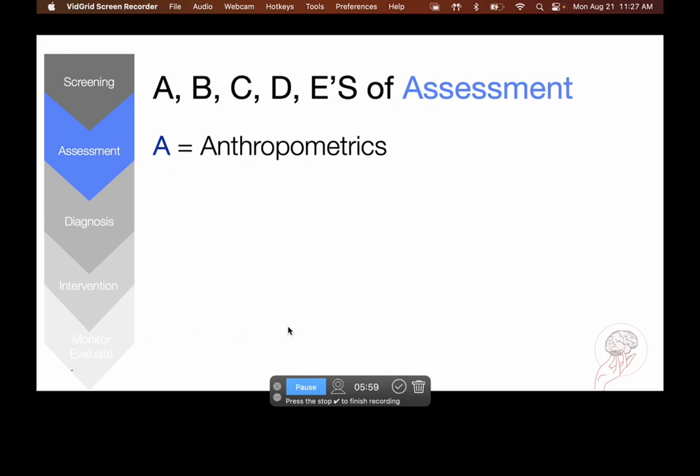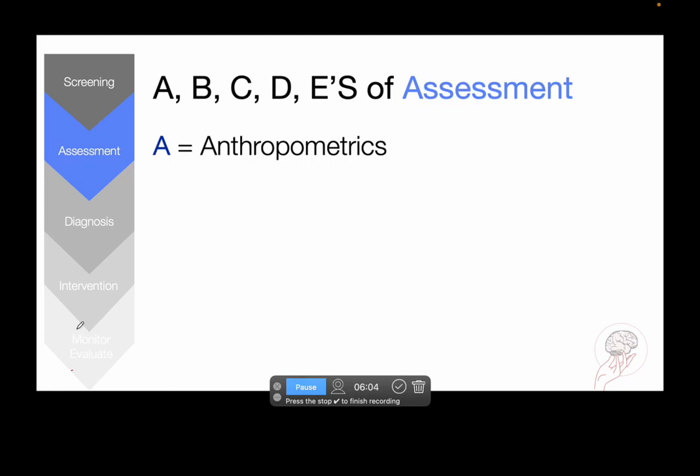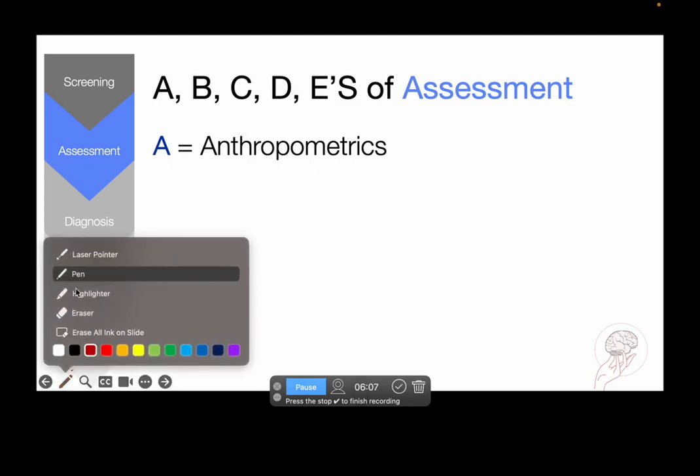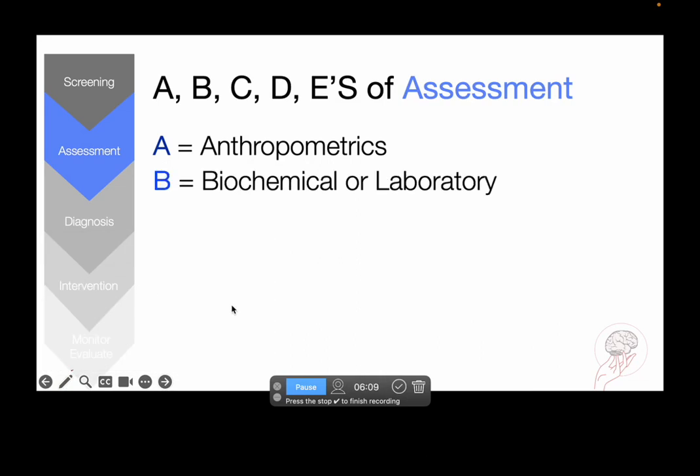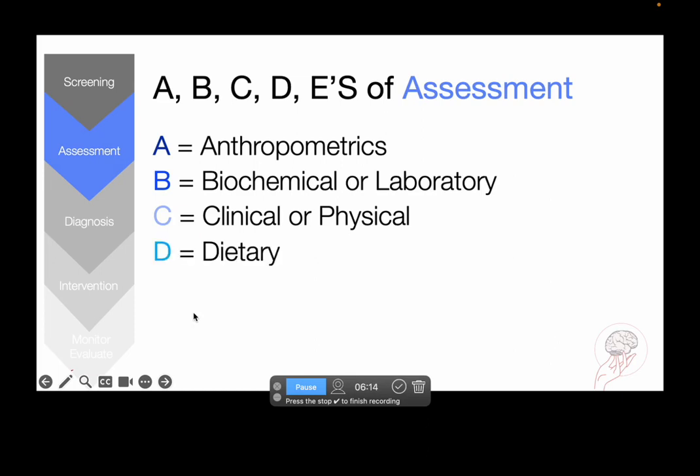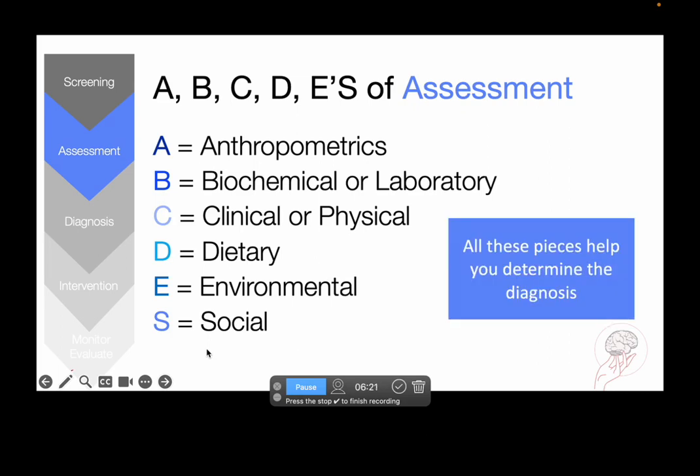So we have the ABCDs of assessment. A, obviously, anthropometrics. Next, biochemical or laboratory, clinical or physical, dietary, environmental, and finally social. All of these pieces are needed to determine the diagnosis. However, not each diagnosis will rely on each one of them, but having this information is helpful.